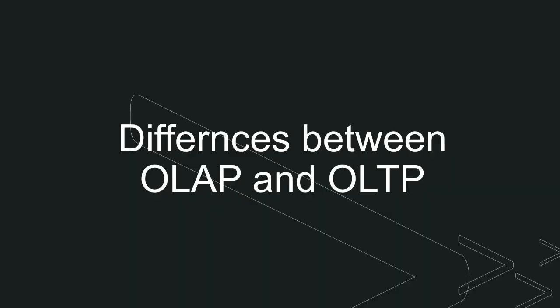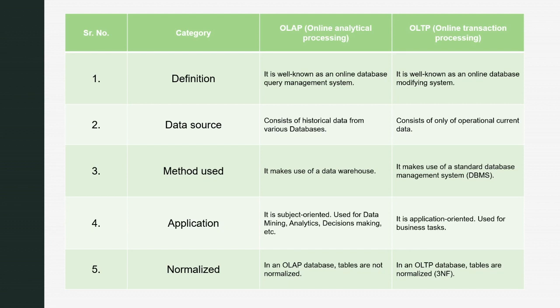Next, we'll be looking at the differences between OLAP and OLTP. Starting with, what does OLAP stand for? OLAP stands for Online Analytical Processing, whereas OLTP stands for Online Transaction Processing. The definition of OLAP is that it is well known as an Online Database Query Management System, whereas OLTP is well known as an Online Database Modifying System. The difference is the first one is Query Management System, the second one is Database Modifying System.